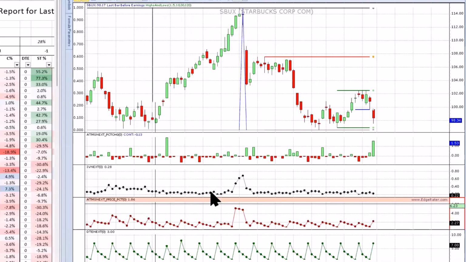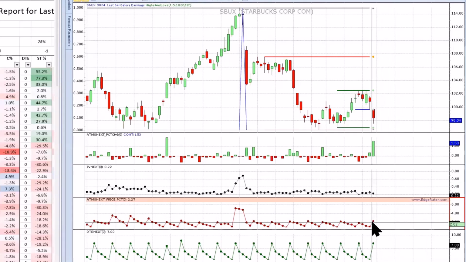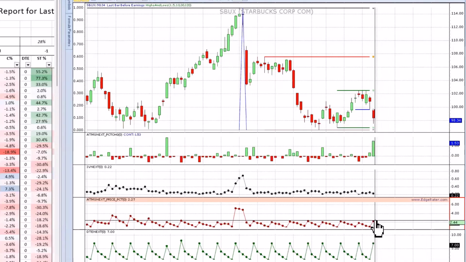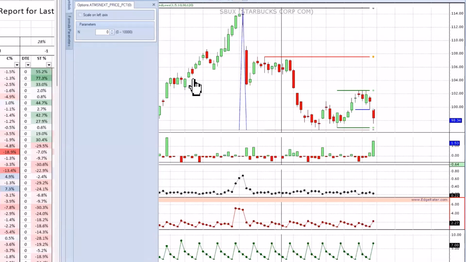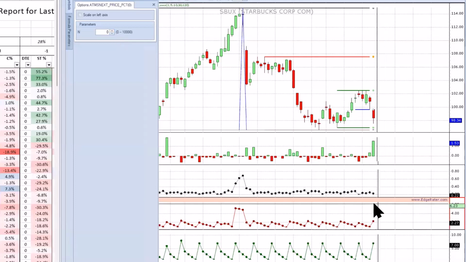So if you were interested in making a trade and you wondered if the price of the straddle today is low or high compared to previous times with the same number of days to expiration, there's a parameter on this indicator where you can choose the days to expiration. So you're going to be comparing apples to apples. So currently there are 7 days to expiration.